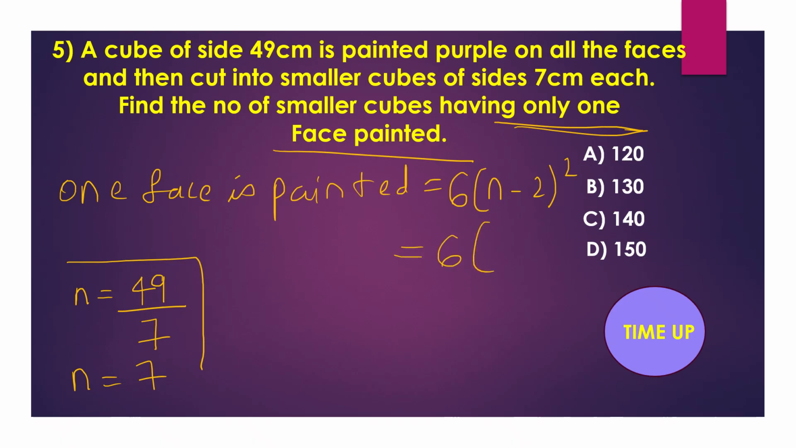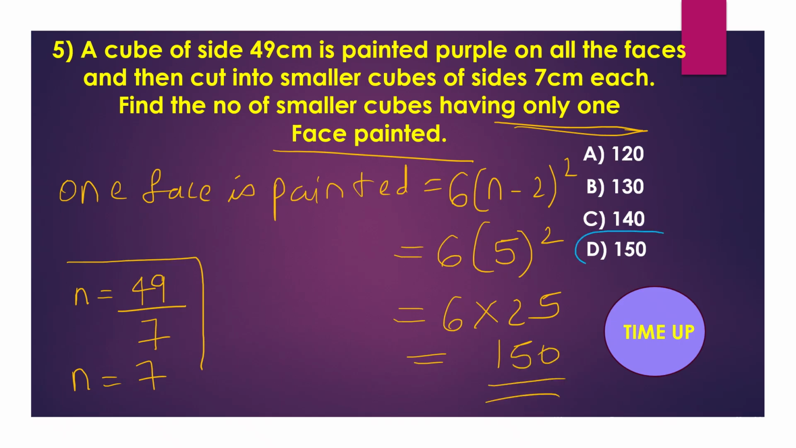7 minus 2 will be how much? 5. So 5 square. 6 into 25. So that comes to 150. Okay. So correct answer is D, that is 150.